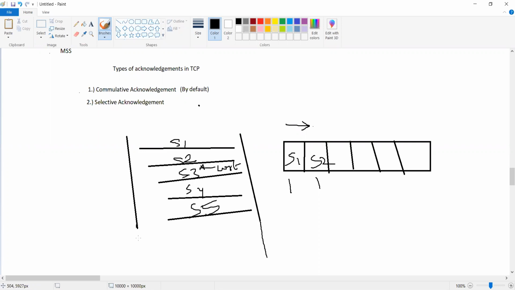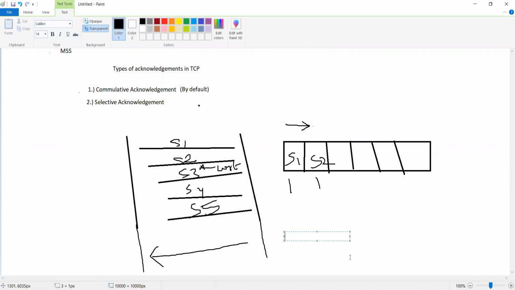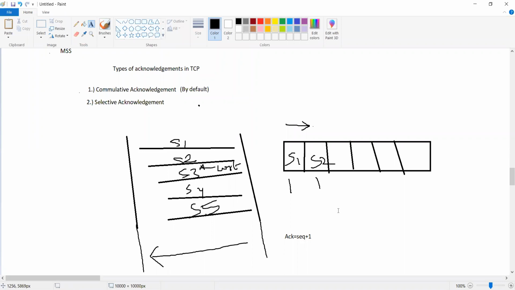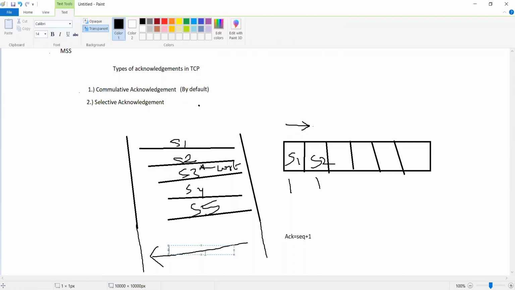Okay. Now what he will acknowledge is, and in case of cumulative acknowledgement, there is a formula, if you remember. What is that formula? Acknowledgement number equals sequence number plus 1, correct? So for each and every segment, there is a sequence number and acknowledgement number, right? For example, sequence number 1 is done, 2 is done. Then next expected sequence number will be 3, right? So what he will acknowledge is acknowledgement number equal to 3.